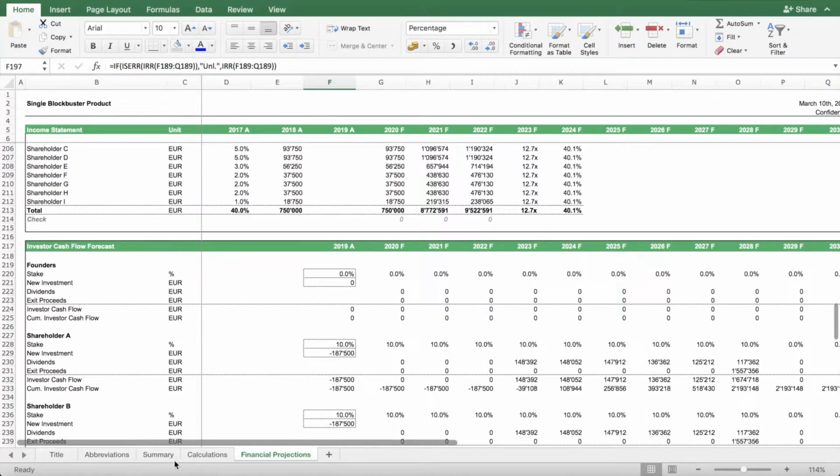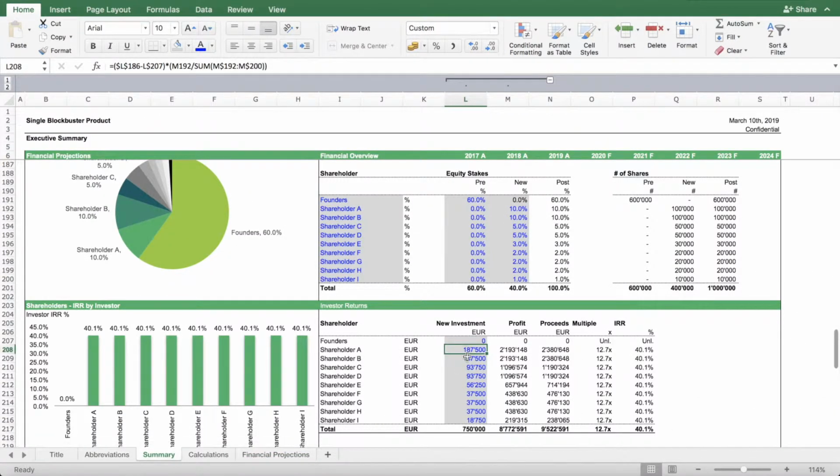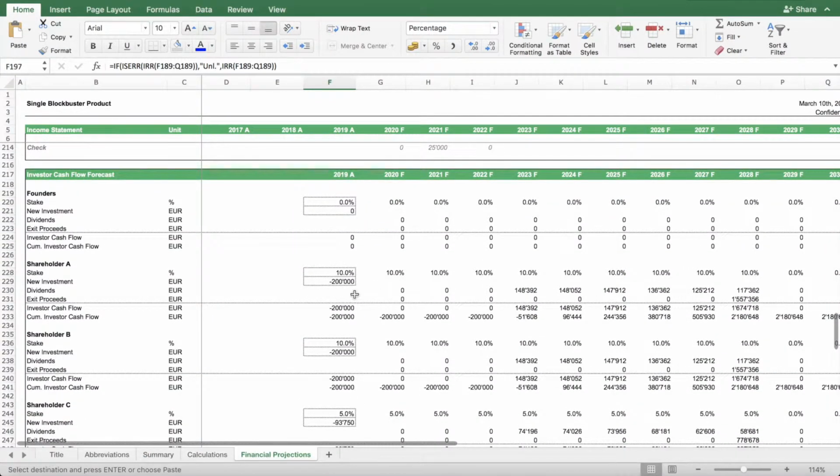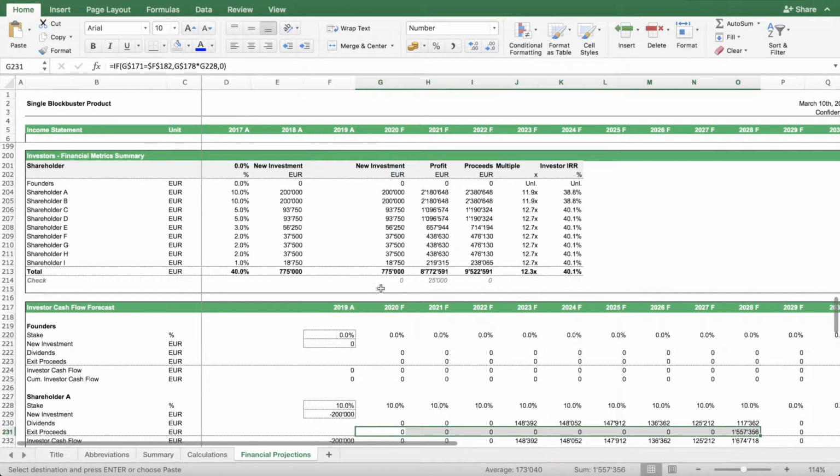In case we change here the price of these shares, let's say we have 10%, but instead of giving this away for 187, we give this away for 200k. You see, this impacts their IRR, and what these calculations do is they basically outline the cash flows on a per investor basis, how much they need to invest, how much dividends they'll get, when they get the exit proceeds, and we calculate basically their returns, investment, the profit, proceeds. We calculate the multiples and we check the IRR.